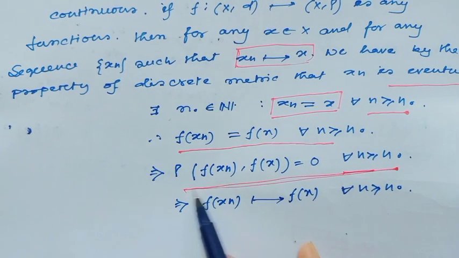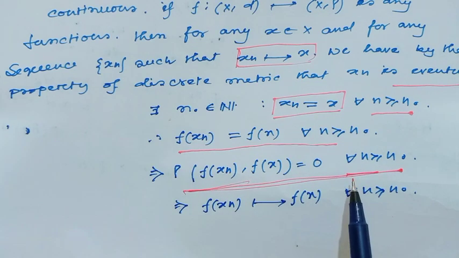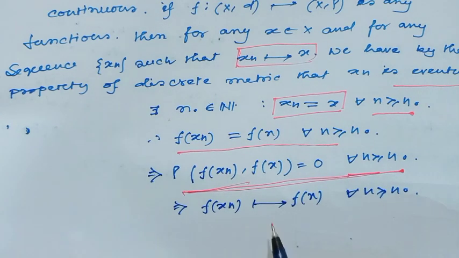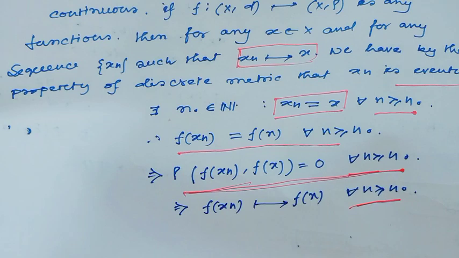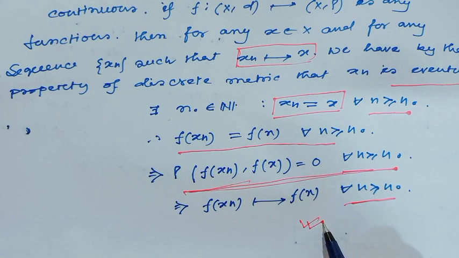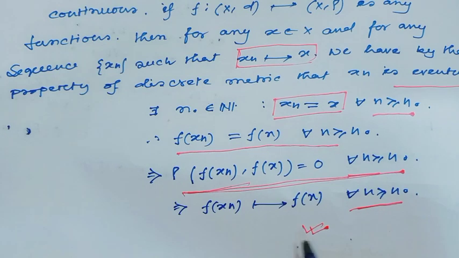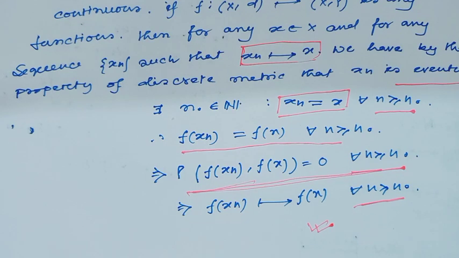And from the expression rho of f of xn comma f of x equals 0 for all n greater than or equal to n naught, we can write, obviously, f of xn converges to f of x. Therefore, xn converges to x implies f of xn converges to f of x for any function. So, in discrete metric space, any function is continuous.